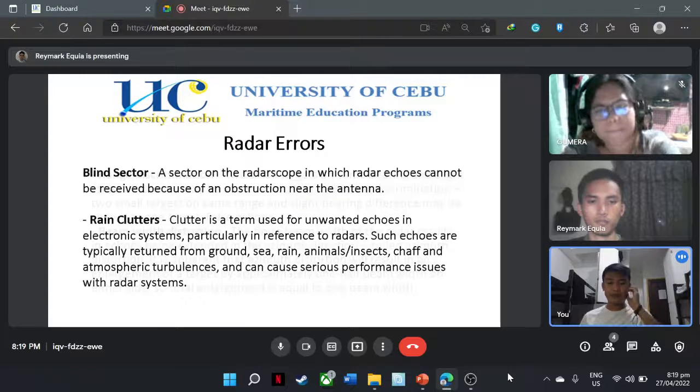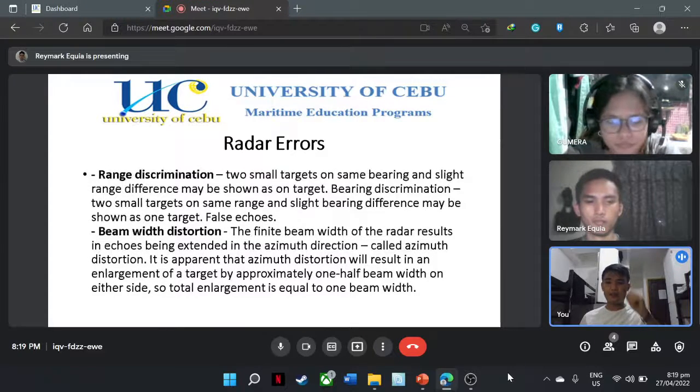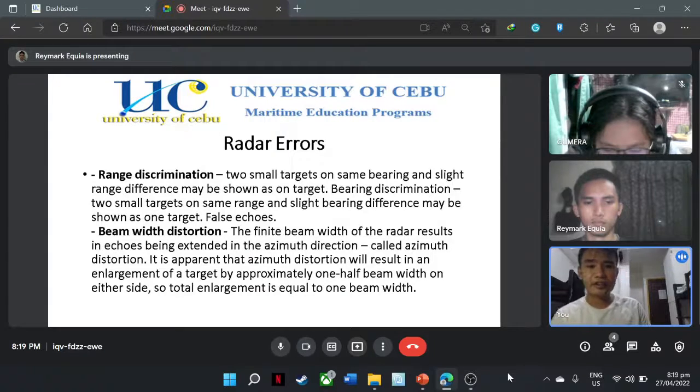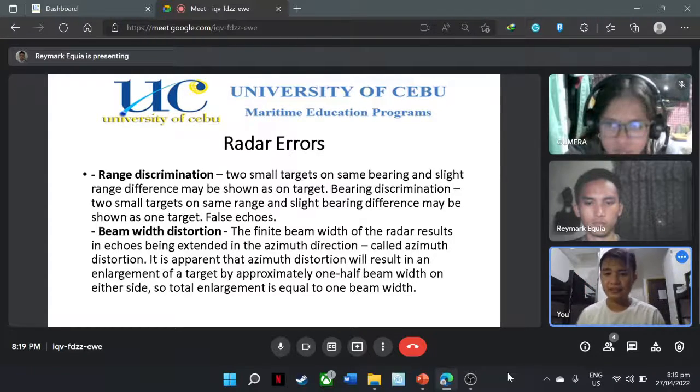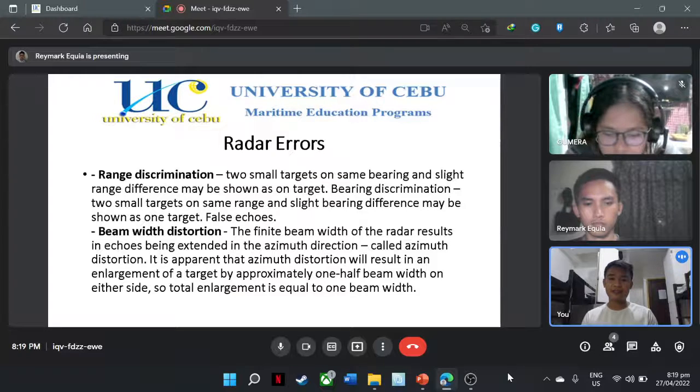So next slide please. In range discrimination, two small targets on the same bearing and slight range difference may be shown as one target. Bearing discrimination, two small targets on the same range and slight bearing difference may be shown as one target, so that is called false echoes.